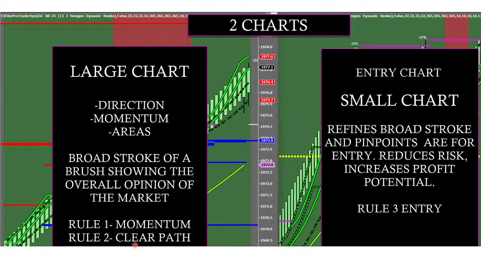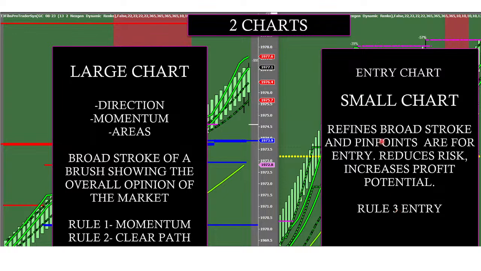And to be honest with you, there's no reason to ever look at a small chart if your large chart rules aren't met. Pete in here will echo that all day long. He won't even look at a small chart until his large chart says that it's time to look for an entry. And that's where rule number 3 comes in, guys.